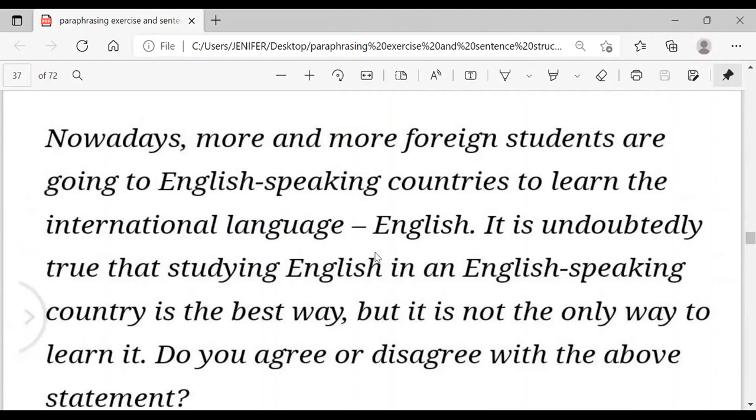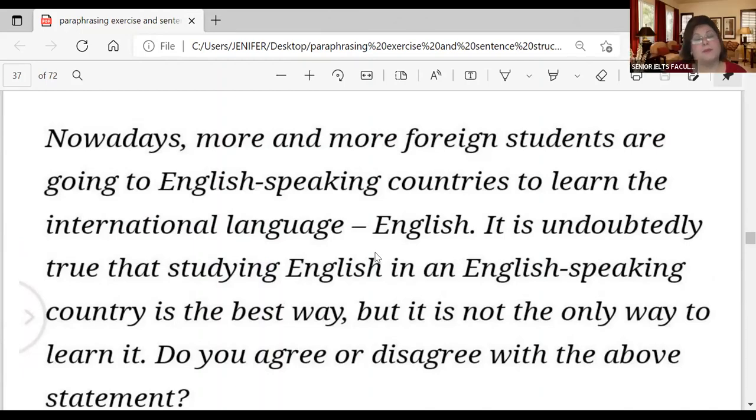Nowadays, more and more foreign students are going to English-speaking countries to learn the international language, English. It is undoubtedly true that studying English in an English-speaking country is the best way, but it is not the only way to learn it. Do you agree or disagree with the above statement? Very good. अभी जब आप लोग को ये पूछा जाए, do you agree or disagree?